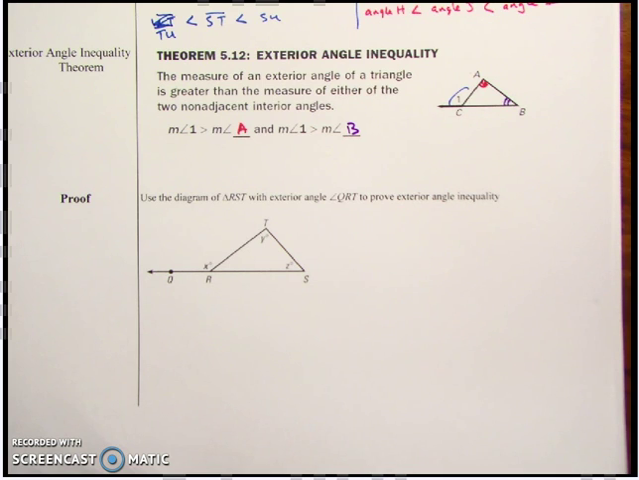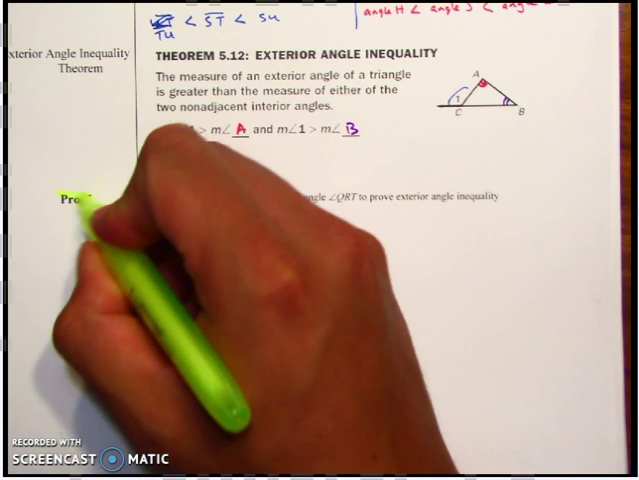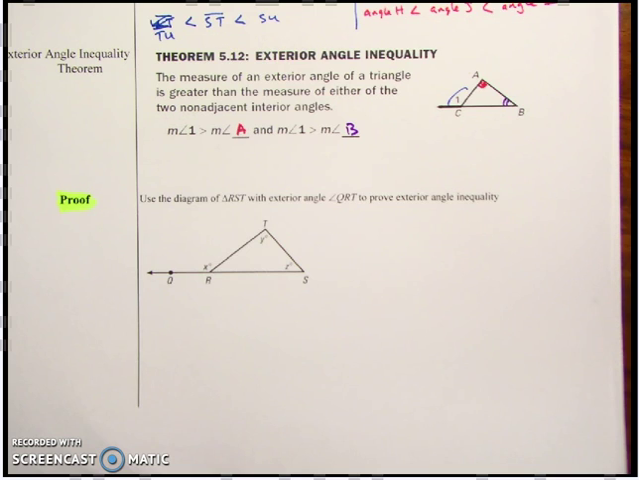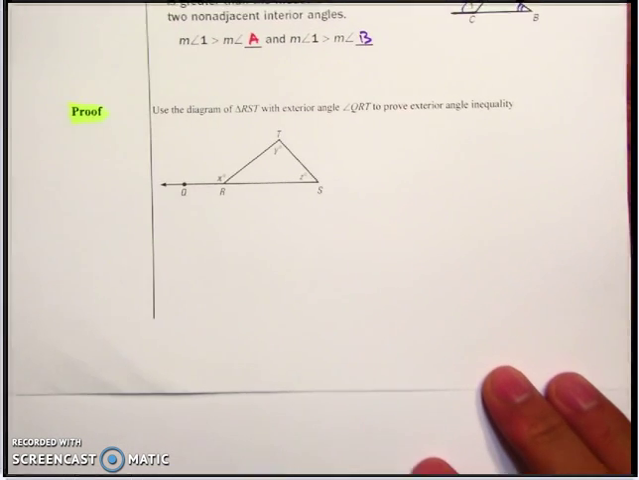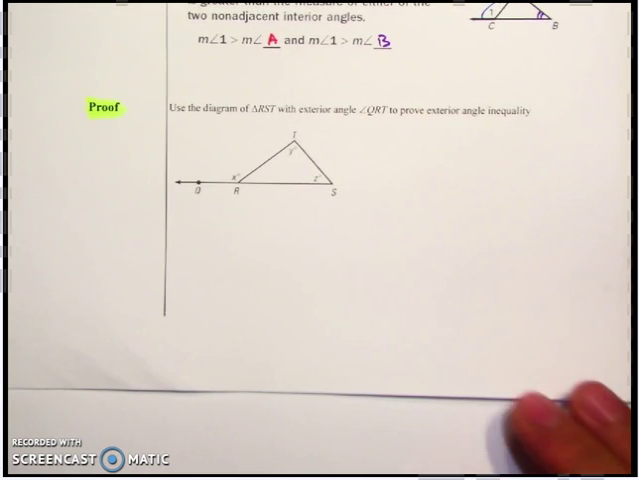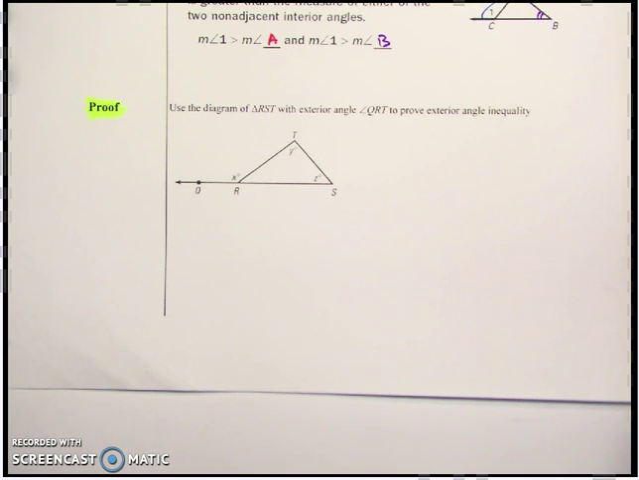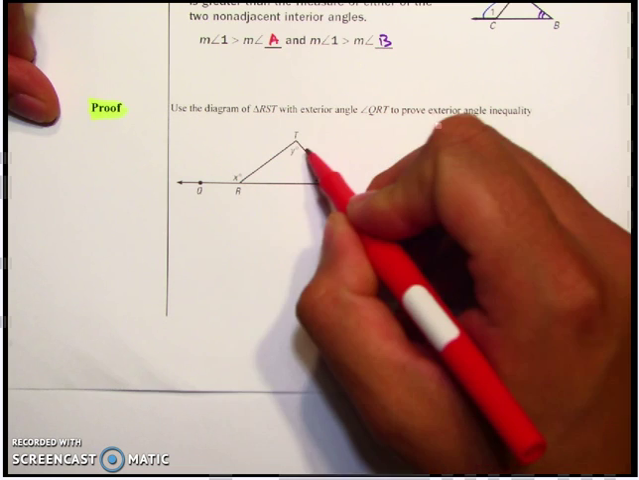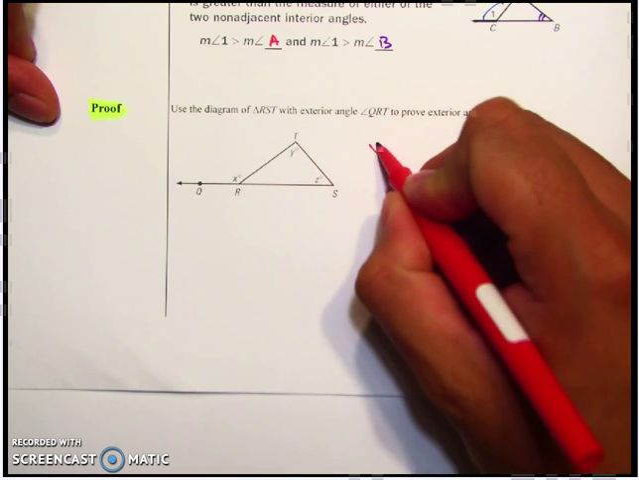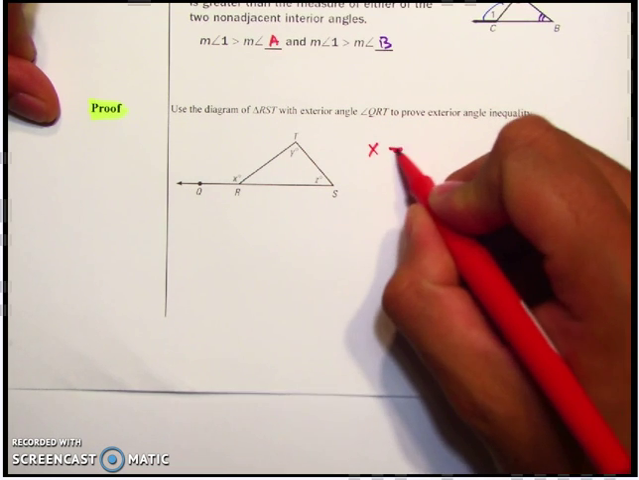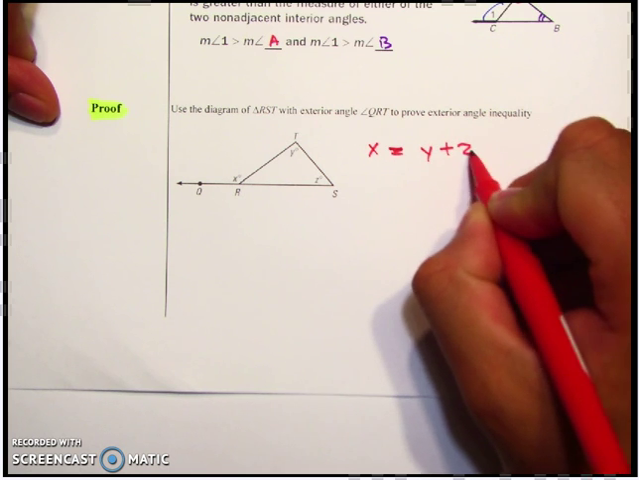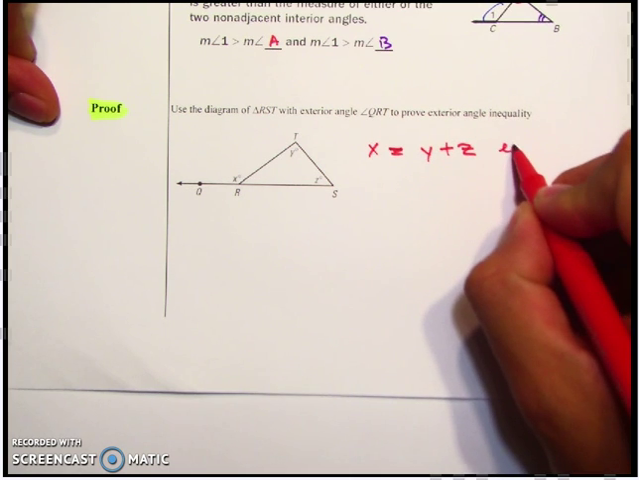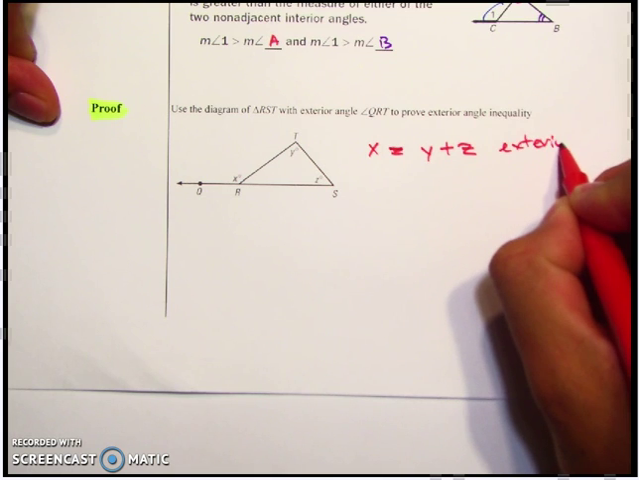And here's how we're going to prove it. So, if we look at this problem here, and just remember, to set it up, the outside is equal to the inside of these two. So S is equal to Y plus Z. And remember, that's called exterior angle theorem.